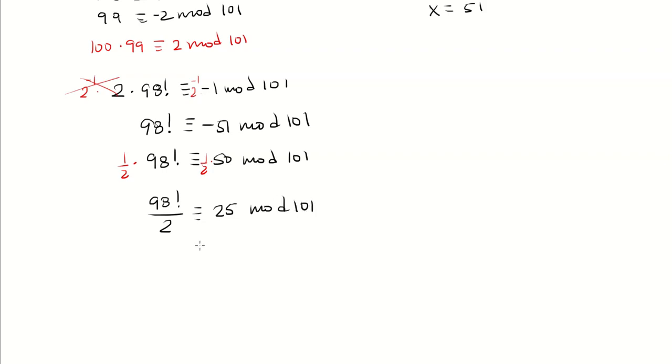And recall that 98 factorial over 2 was 3 times 4 times all the way up to 97 times 98. And that is congruent to 25 mod 101. And so 25 is going to be our final answer.